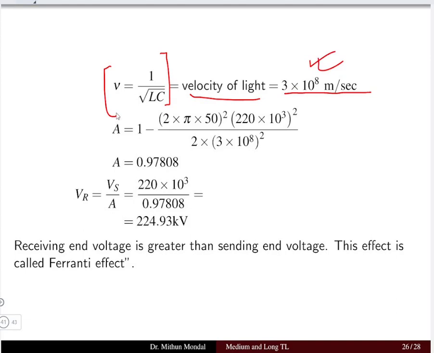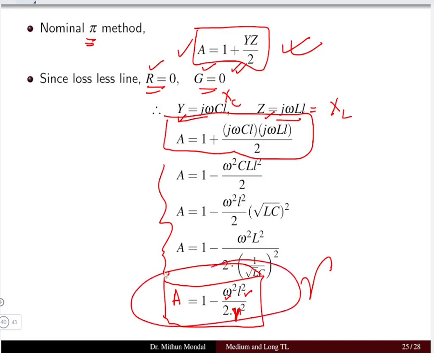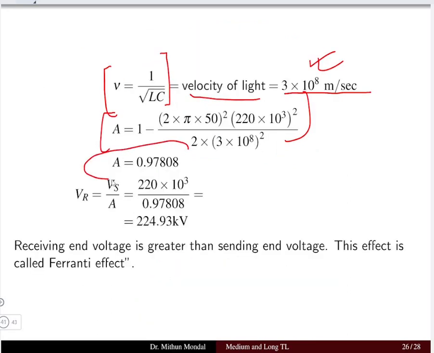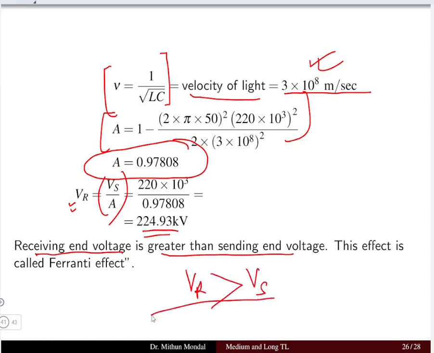If we put that in the formula that we have got in the previous case here, then we will get the constant A. It means we will get the receiving end voltage, which is equal to Vs by A. So receiving end voltage is 224.93. What we are finding is that the receiving end voltage is greater than the sending end voltage. So we are getting VR greater than Vs. This effect is known as Ferranti effect. The Ferranti effect says that under no load or light load condition, the receiving end voltage will always be greater than the sending end voltage, which we have validated here also.